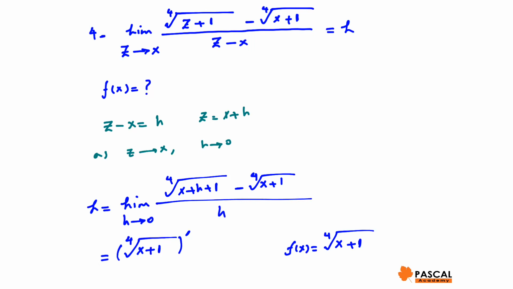Generally speaking, the limit of f of z minus f of x over z minus x as z approaches x is the derivative of f of x.